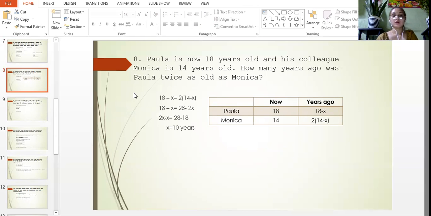Number 8. Paula is now 18 years old and her colleague Monica is 14 years old. How many years ago was Paula twice as old as Monica? So 18 minus x is equal to 2 times the quantity of 14 minus x. Then 18 minus x is equal to 2 times 14, which is 28, then 2 times x is 2x. 2x minus x is equal to 28 minus 18. So x is equal to 10 years.